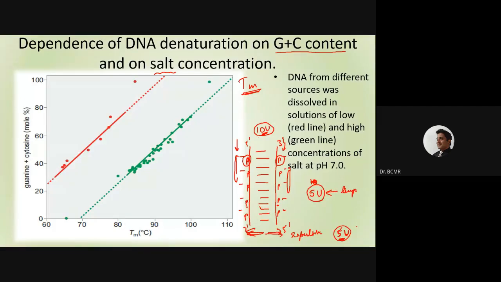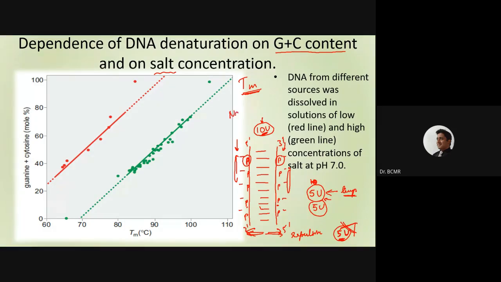Now, if I reduced or removed this repulsion, how much should I increase or decrease the temperature to separate these two strands? Attractive forces are 10 units. Repulsion, you are providing 5 units. There is no repulsion, so you have to provide more temperature to separate these two strands, right? So that is what salt does.